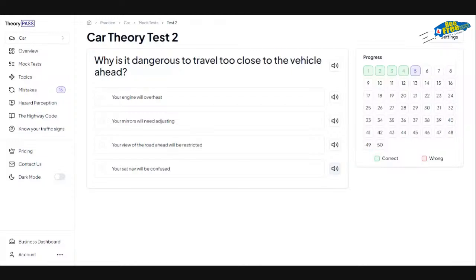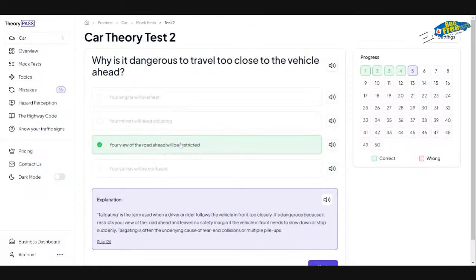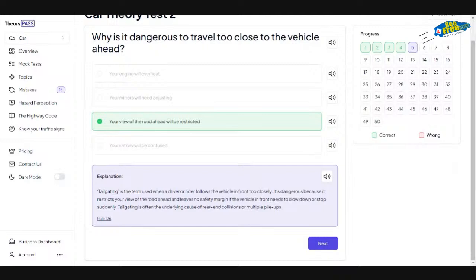To travel too close to the vehicle ahead? Thinking safety. Your view of the road ahead is going to be restricted. It's called tailgating. It means you're driving too close. You're driving up someone's bottom. That's what you're doing. And it's very dangerous.